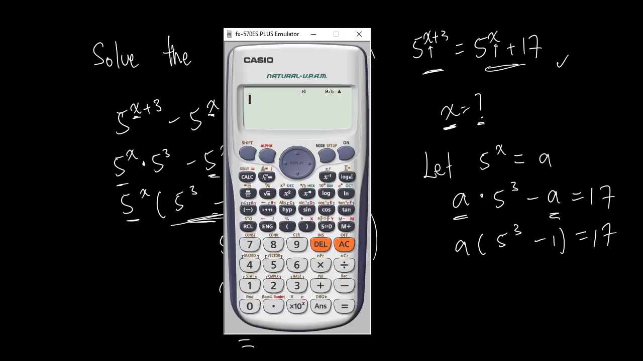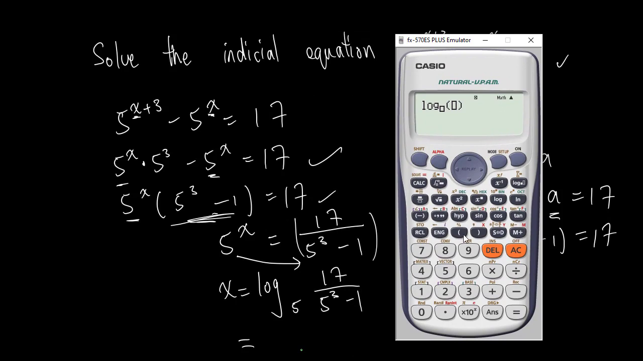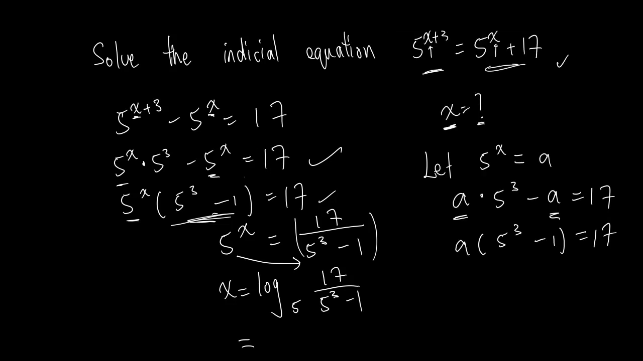Let's try. Log base 5, 17 over 5 cube minus 1. Enter. So you have negative 1.235. Round off, okay? Negative 1.235. Alright, that's the final answer, and this would be the approach for this type of question.